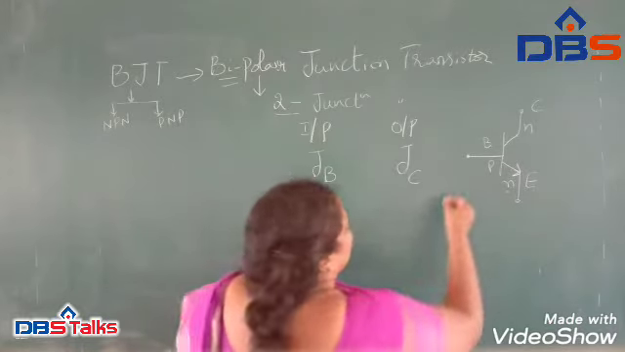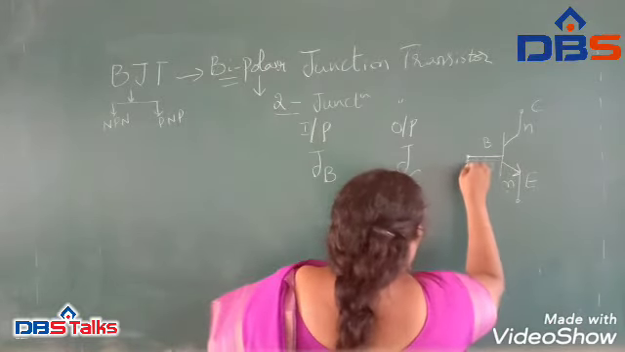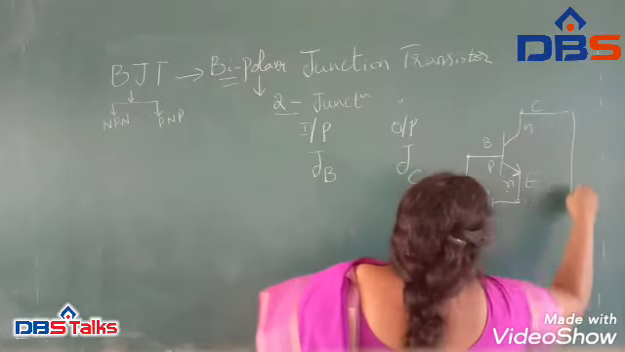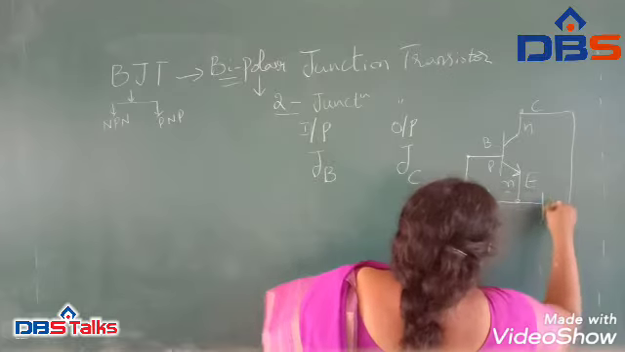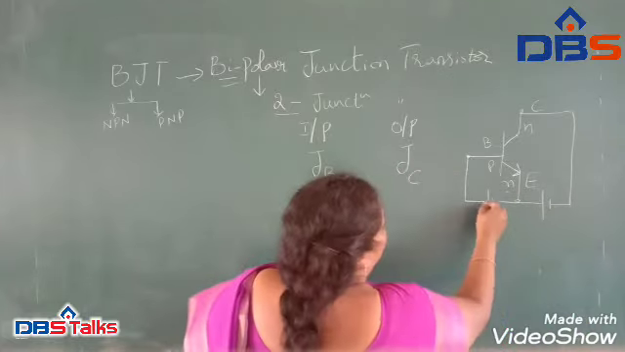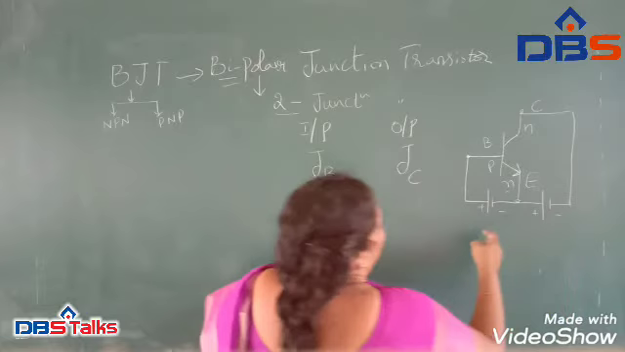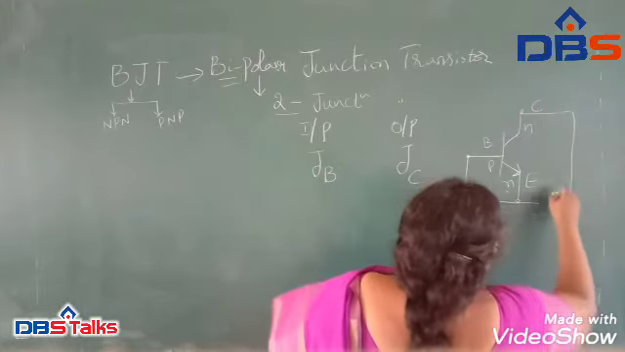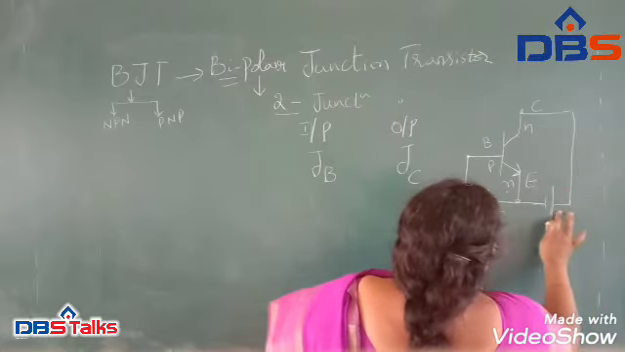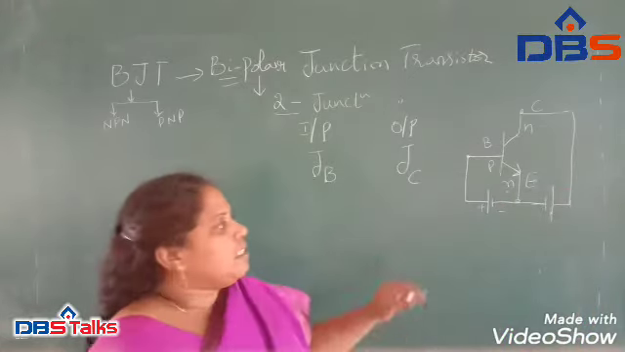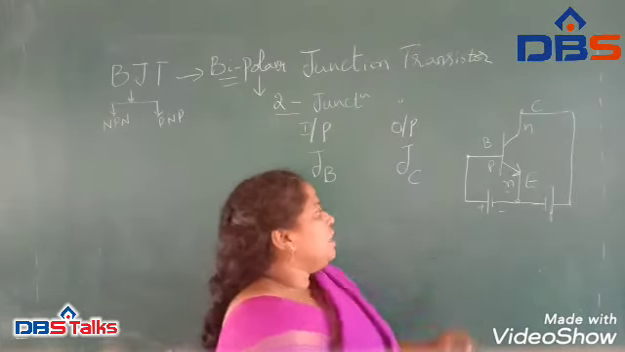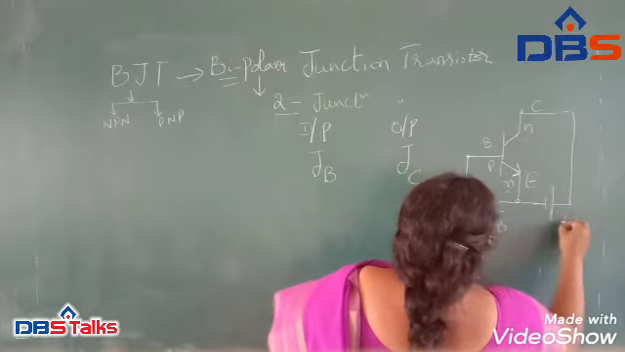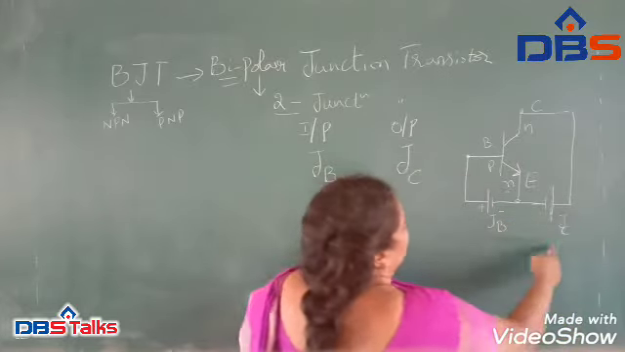So for this, we have to take one junction for input and another junction for output. I will take it only as an example. Here it is negative to positive and positive to negative. Whatever it may be, I am just taking the example. This is the input junction, we can call it the base junction, and this is the collector junction.